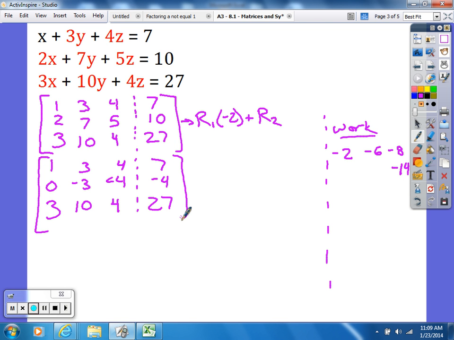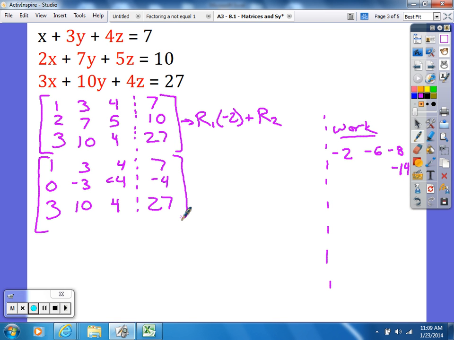You see how I made that a 0? I multiplied this row right here by negative 2, because negative 2 times 1 gives me negative 2. And if I add it to this, what happens? It made it a 0. So I'm only looking to make one 0 at a time.